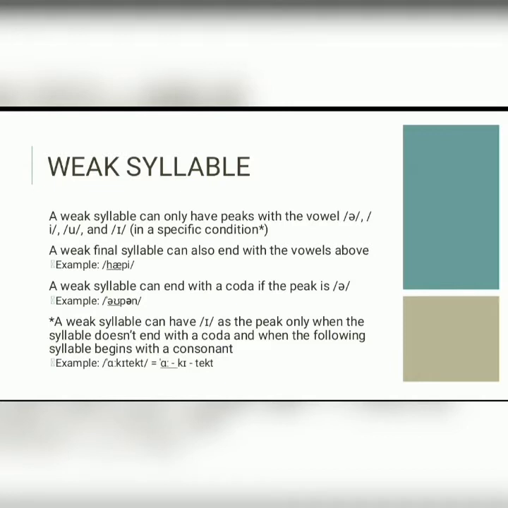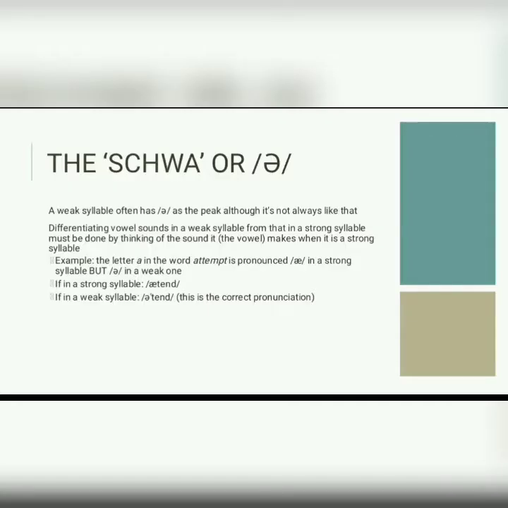For example, in the word open. In the second syllable, pun, it has schwa as the peak, but it has n for the coda. So we can conclude that the second syllable of this word is a weak syllable. The schwa. A weak syllable often has schwa as the peak, although it's not always like that.